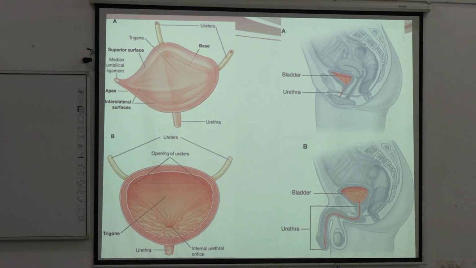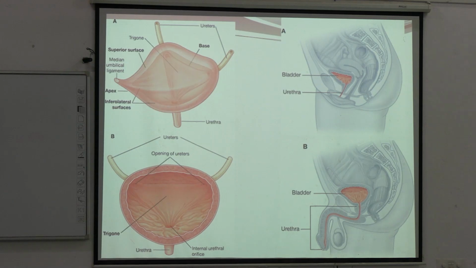Now, coming to the relationships of the urinary bladder, that means how the bladder is placed inside the abdominopelvic cavity, and what neighboring structures are related anterior or posterior to it. In male subjects and female subjects, it is different.